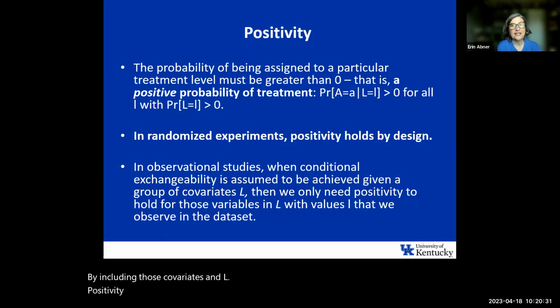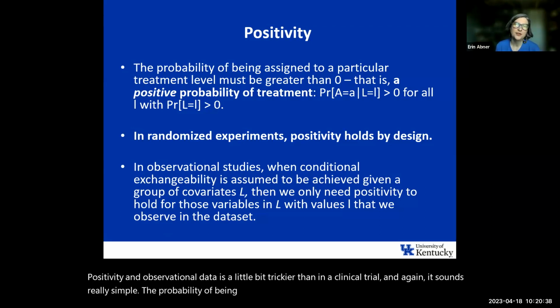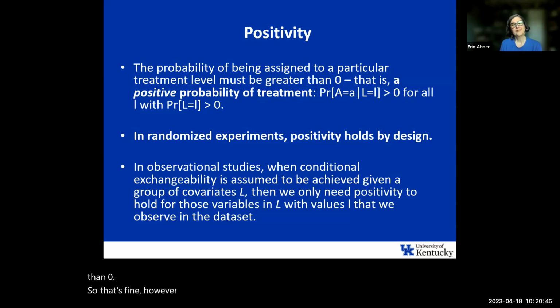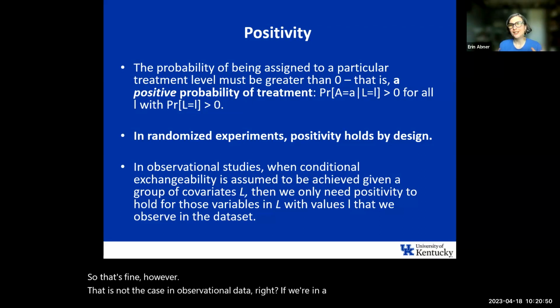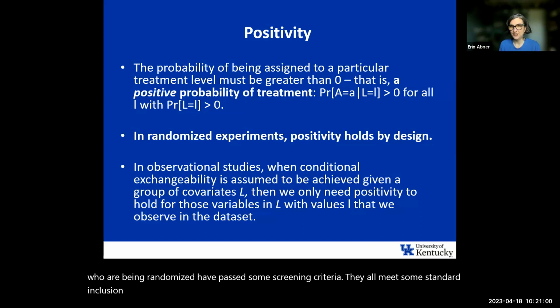Positivity in observational data is a little bit trickier than in a clinical trial. And again, it sounds really simple. The probability of being assigned to a particular treatment level must be greater than 0. Okay, so that's fine. However, that is not the case in observational data, right? If we're in a clinical trial, all of the participants who are being randomized have passed some screening criteria. They all meet some standard inclusion and exclusion criteria. And so they all are eligible for all levels of the treatment.